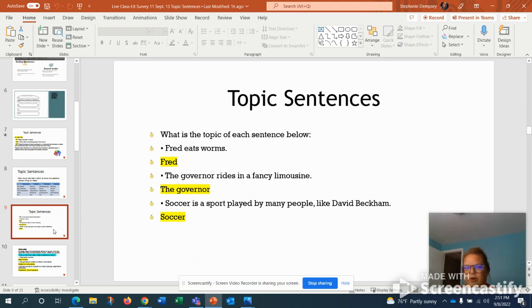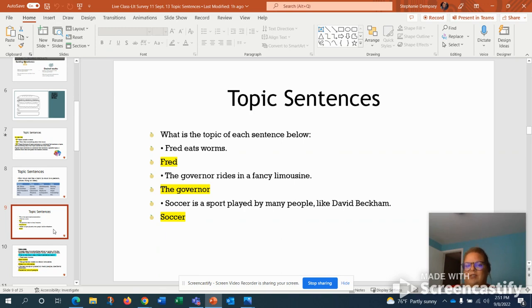Now, what we're going to do is we're going to try to make topic sentences. We're going to try to find the topic from each topic sentence here. So, an example of a topic sentence would be Fred eats worms. The topic of that sentence is the main noun or the main thing about it, which is Fred. Fred is the one who's eating worms.